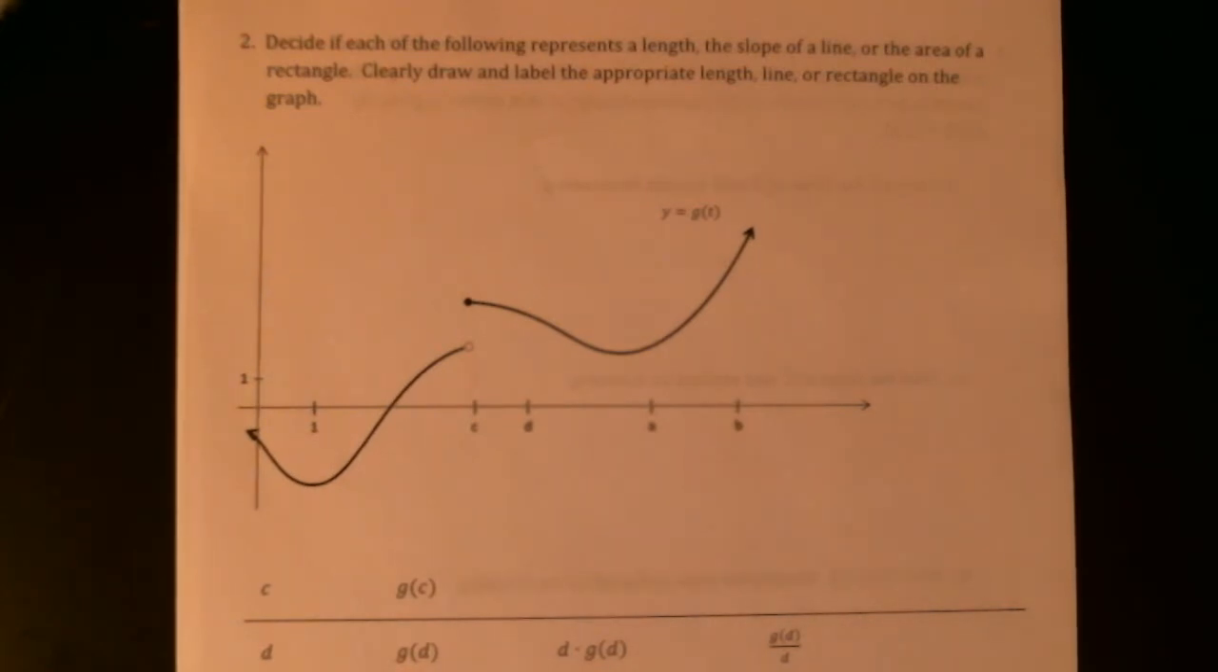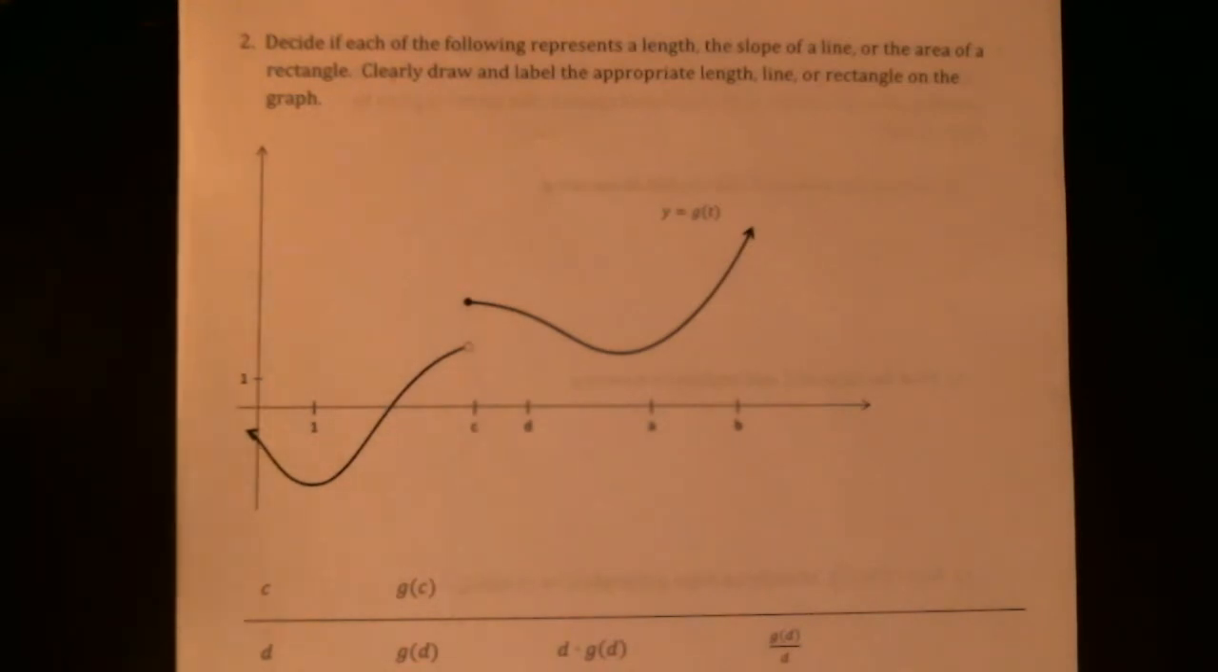So I'm giving you this function g of t, and then I have a whole list of things down below, and we are supposed to decide if each one is a length, a slope, or an area. And I have even been more specific. Area of a rectangle is all you're looking for here. And then on the picture, we want to see if we can show each of those things. So hopefully I have enough colors that this is something that you'll be able to see when I'm all done.